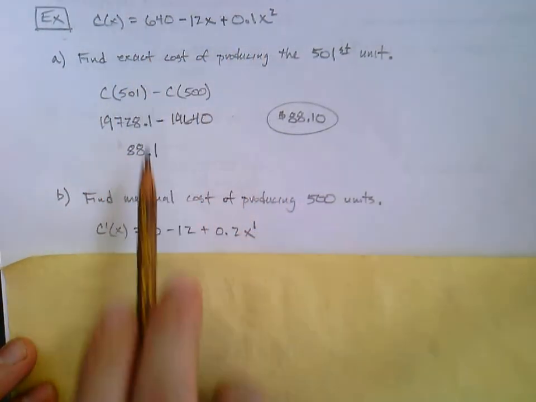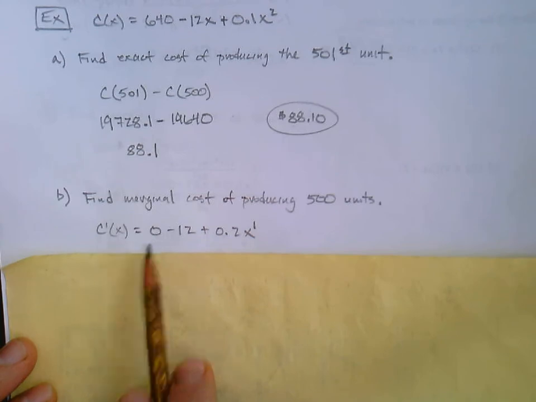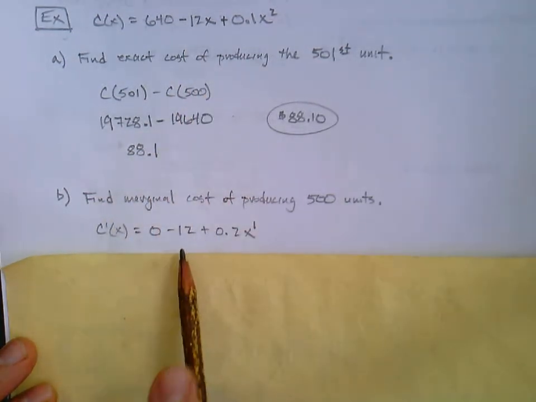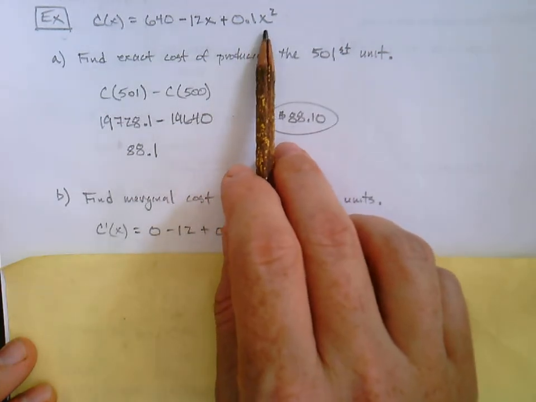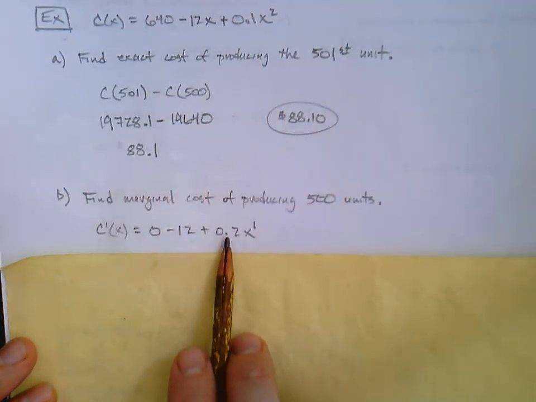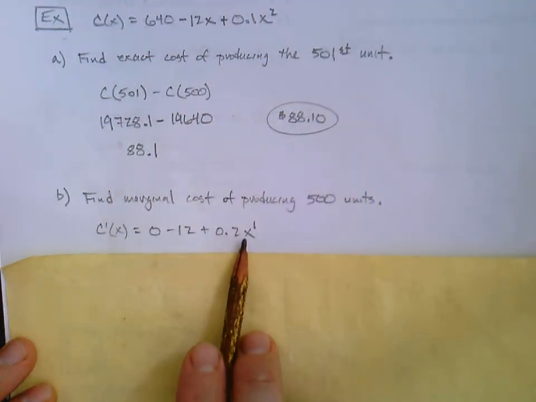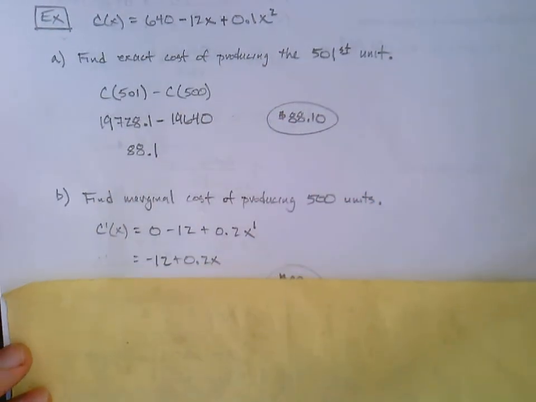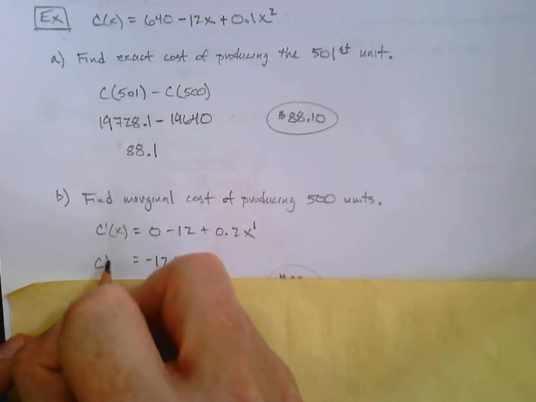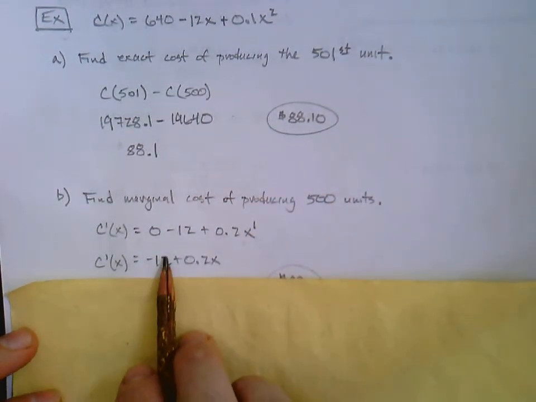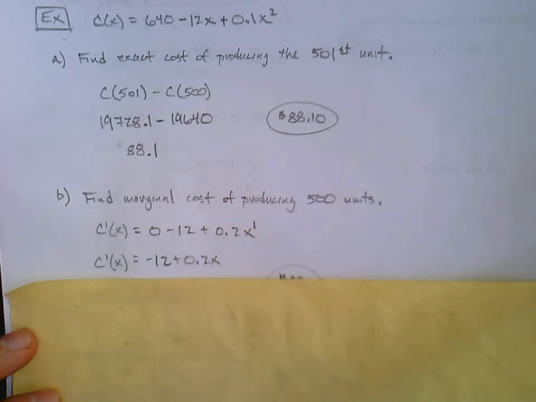Derivative of 604 is 0. Derivative of negative 12x is negative 12. And the derivative of 0.1x squared is 0.2x to the first. We multiply the 2 down, it drops to a first power. There you go. Or if we clean it up a little bit, negative 12 plus 0.2x. Okay.